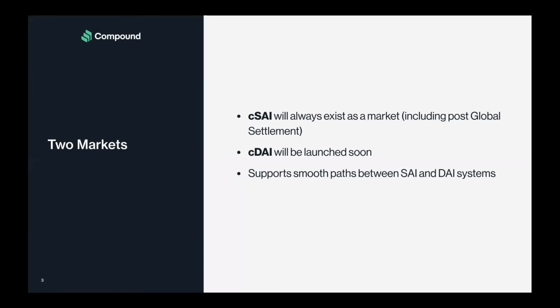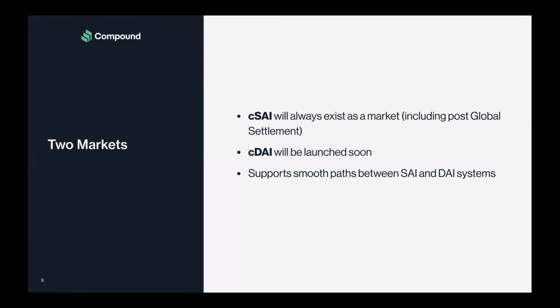Now, our goal in this transition is for there to be two markets, and this is actually going to be really interesting. The first is our existing market, C-Psi. This is always going to exist as a market, including after the period in which Maker calls for a global settlement. The reason why this is interesting is that there's always going to be a residual interest rate on Psi and a residual opportunity to borrow Psi. And this plays out very favorably during the transition.